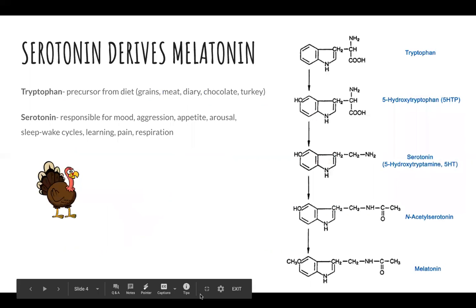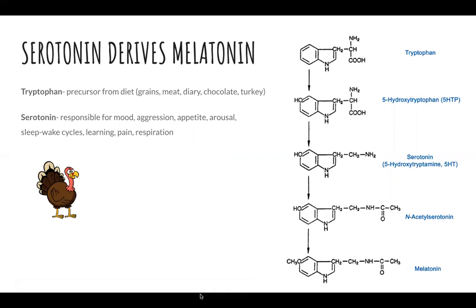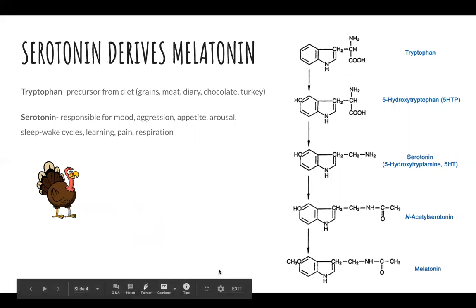So tryptophan is the precursor to both serotonin and melatonin. We get tryptophan from our diet, as you can see here, from grains, meat, dairy, chocolate, or turkey, anything like that. And serotonin gets derived from tryptophan, and that's responsible for our mood, aggression, appetite, sleep-wake cycles, and all the other functions you see on the screen. And then we get our neurotransmitter melatonin, which gets derived from serotonin. And that controls everything that Tara mentioned in the previous slide.